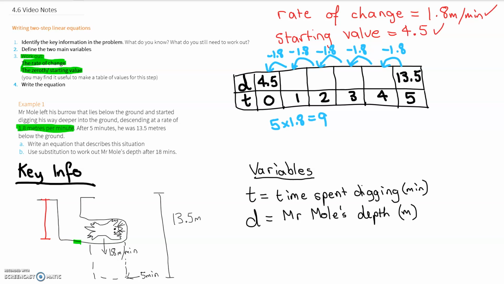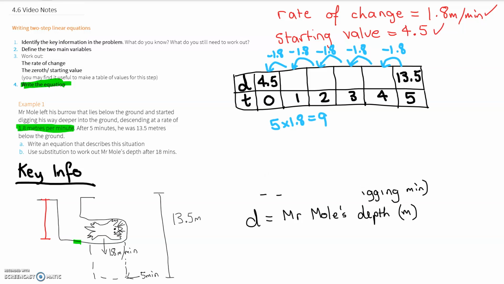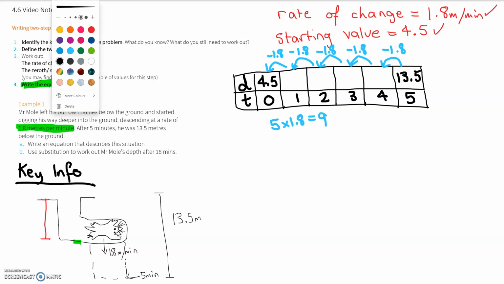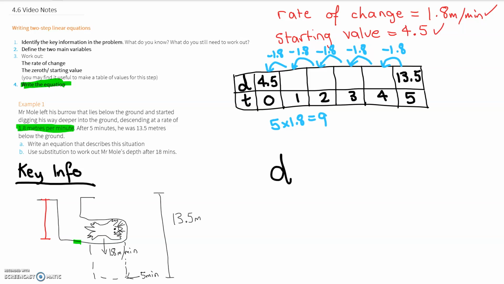So we've got our 2 main pieces of information. We're ready to write our equation. So let's do that. And I'm actually going to rub out this part just so you guys can see it a little better. But you guys know what the variables are already. So in this situation, we are saying, okay, well, the depth that he dug at equals something times time plus his initial depth. So we know he started at 4.5 meters, and we know that he's digging 1.8 meters each minute. And so that gives us our equation.